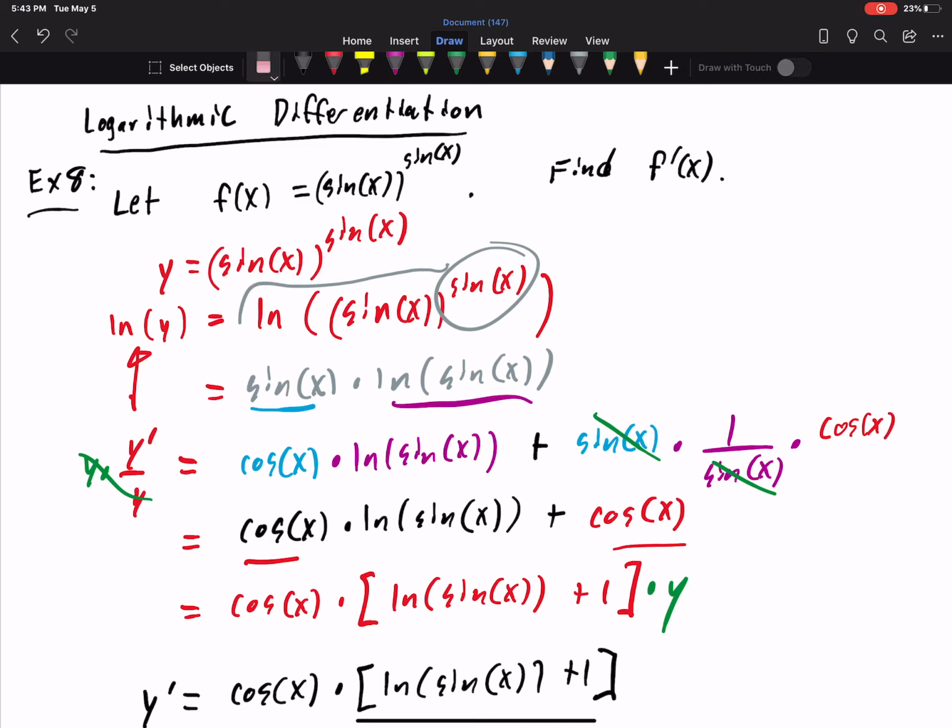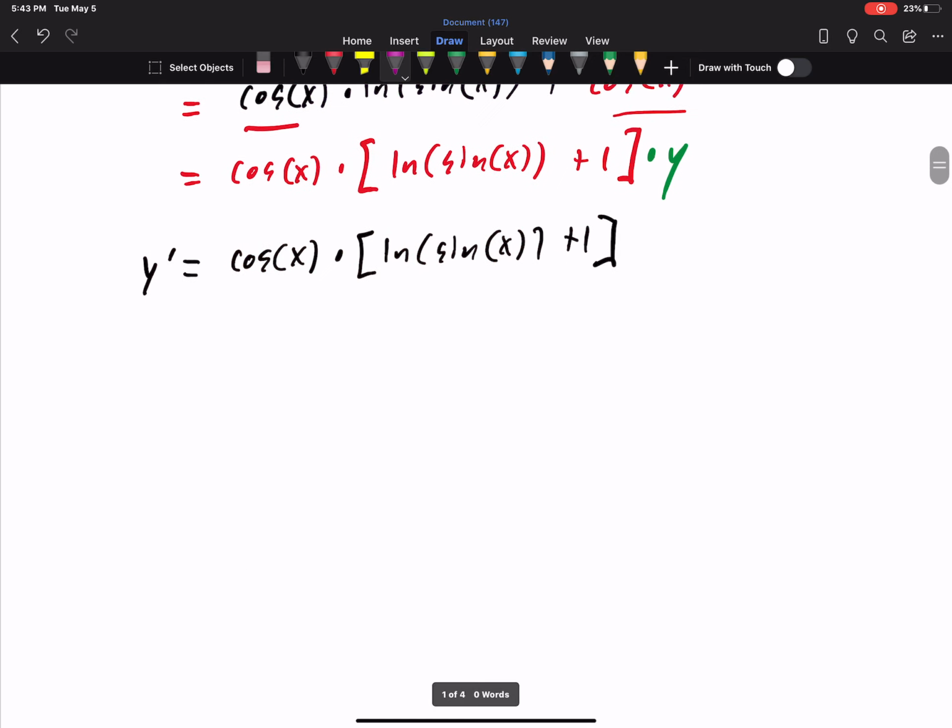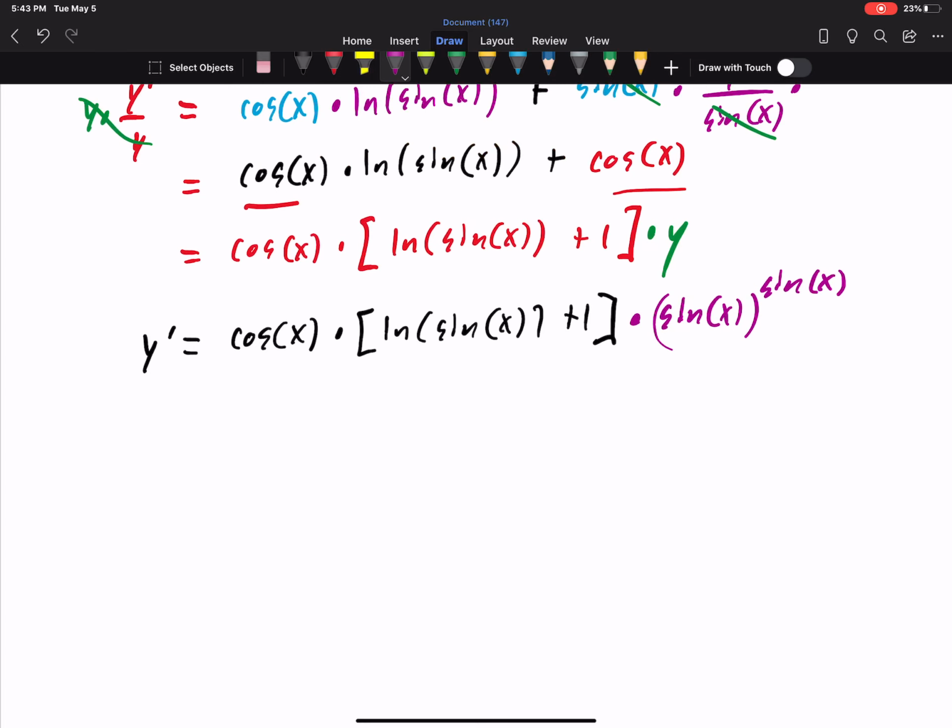So let's plug that in where we see y. So sine of x to the sine of x power. And that's the answer. As ugly as it is, it'll do.